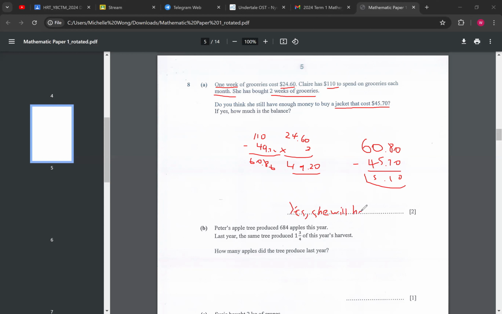She will have enough to buy the jacket with 15 ringgit and 10 cents left as balance.